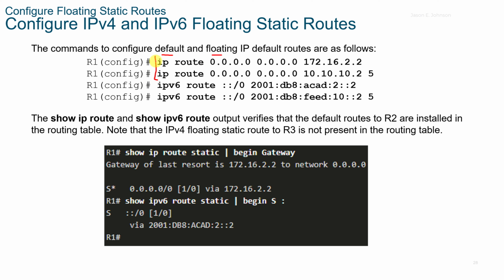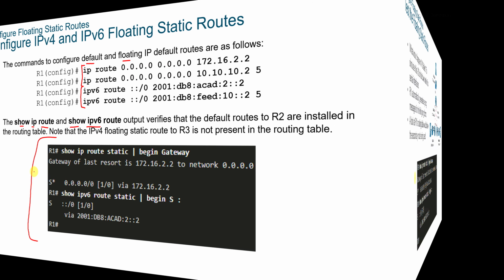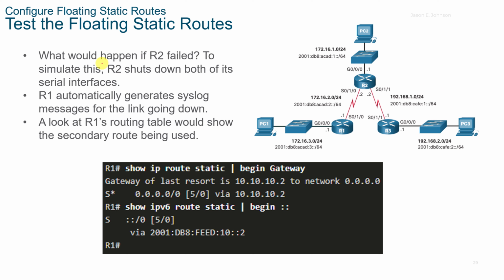So we have IPv4 and IPv6, and the show ip route and the show ipv6 route commands verify that the default routes to R2 are installed in the routing table. And we want to note that the IPv4 floating static route to R3 is not present in the routing table. And then last, we can test.